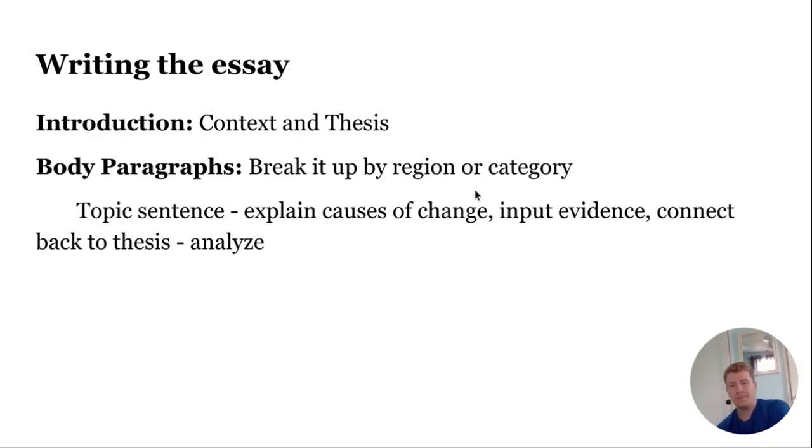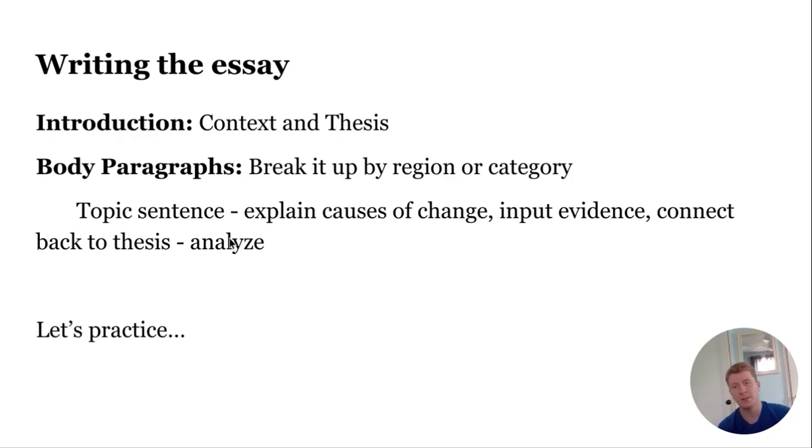So the structure is pretty much always the same. You need a topic sentence where you just introduce the point that you're going to make within that paragraph. Give a little more context, like explain the causes, in this case, of the change. Input your evidence, so use evidence that can prove the change. Connect it back to the thesis, that is where you prove the change, and then add some analysis.